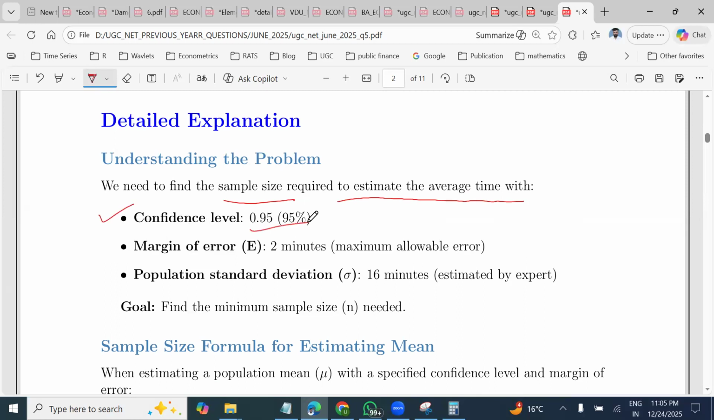Confidence level is given over here. So what is given? Margin of error is given, 2 minutes. Population standard deviation is given, that is estimated by the expert. Are you getting my point? From the question you have to identify this. Are you having the question?